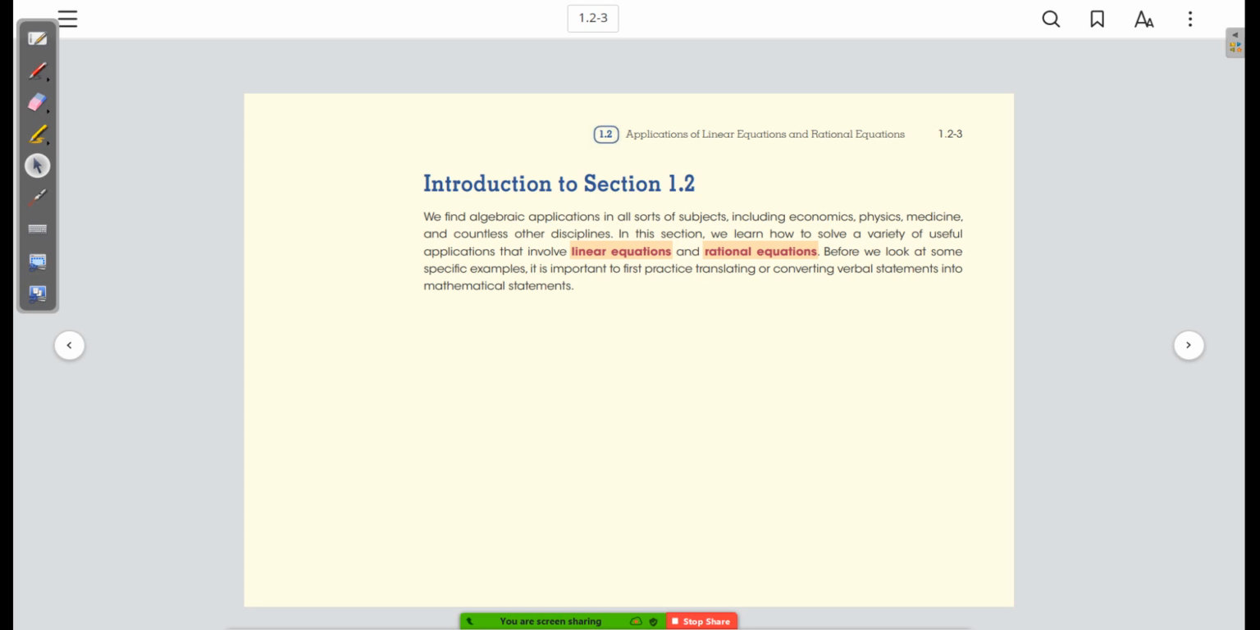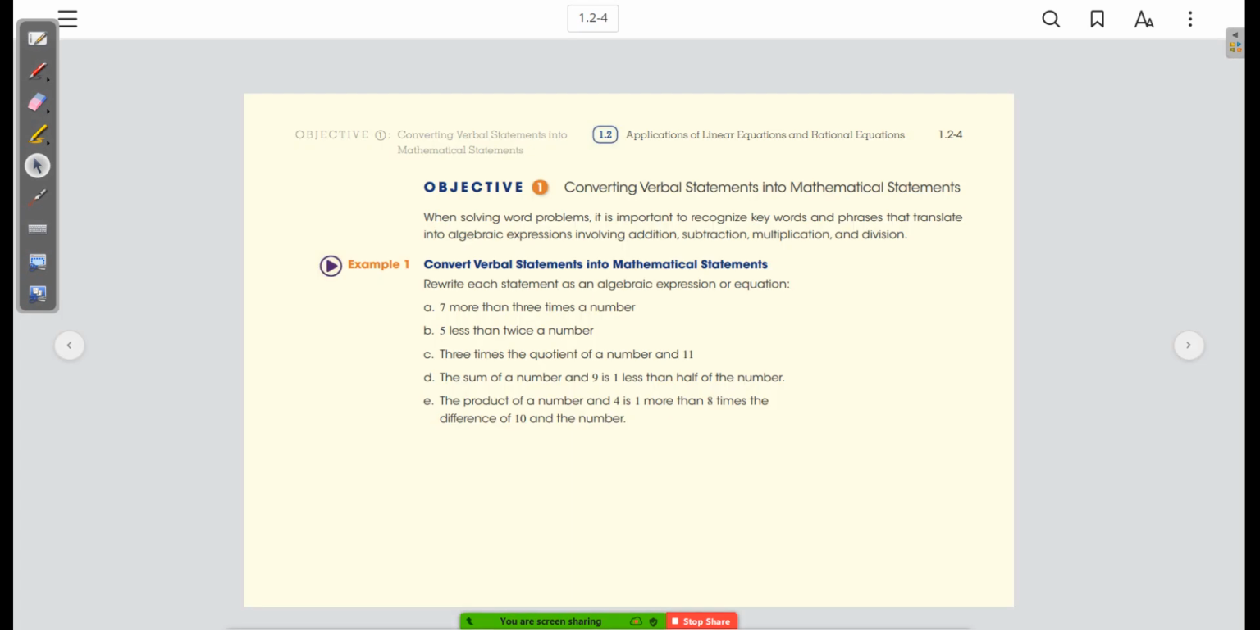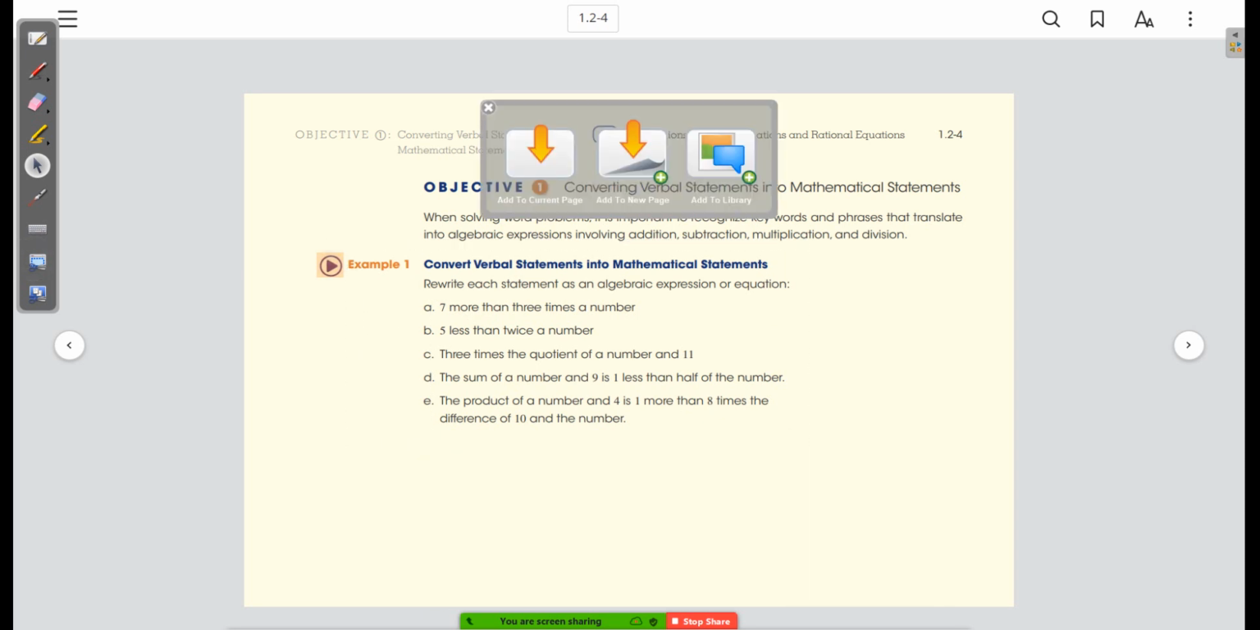Before we look at some specific examples, it is important to first practice translating or converting verbal statements into mathematical statements. So, when solving word problems, it is important to recognize keywords and phrases that translate into algebraic expressions involving addition, subtraction, multiplication, and division. So we're going to do these 5 real quick. I think we got a lot of examples today. We'll do current page.